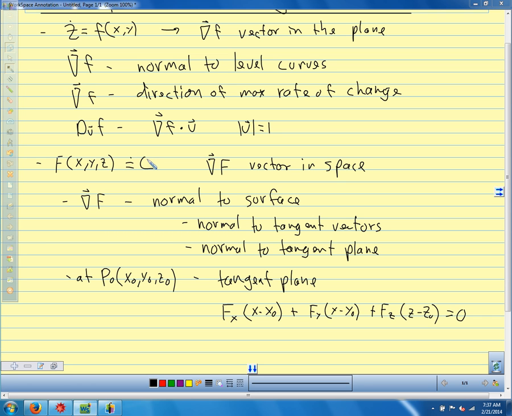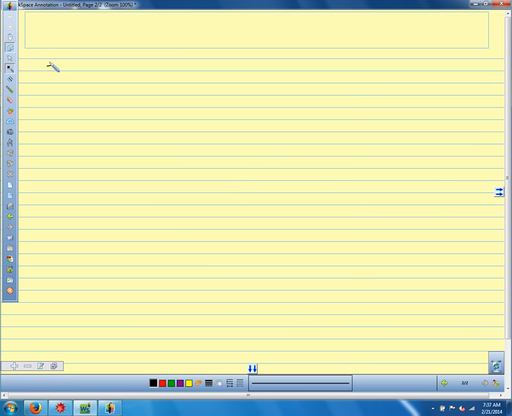The gradient, like I said when we first started, last Thursday, is a really important idea, kind of central to what we'll do in chapter 15, and we'll use the gradient quite a bit for the rest of chapter 13 as well. It's one of the big ideas in vector calculus. All right, so let's look at a couple of examples.